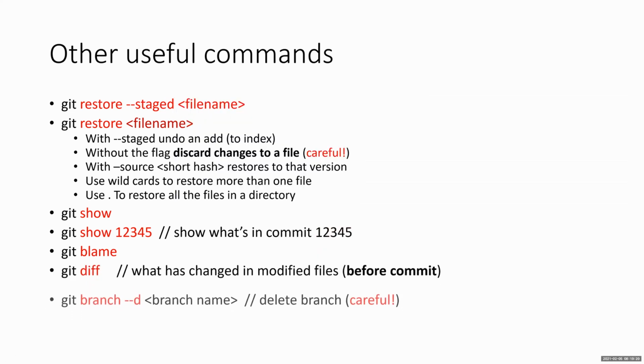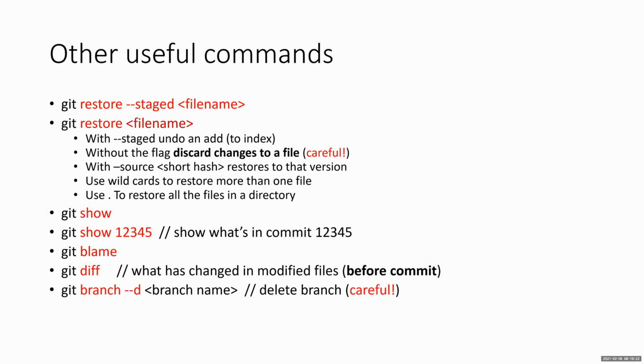Git diff we talked about. If you have a branch that you don't want anymore, let's say it's just dead, you don't want to pursue anything on that branch, you can use git branch -d followed by the name of the branch, and that branch will go away. Once again, this is permanent, and so this is a place where you can lose work if you delete a branch that you care about.